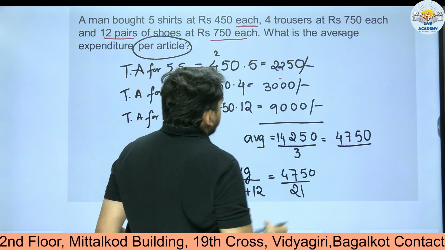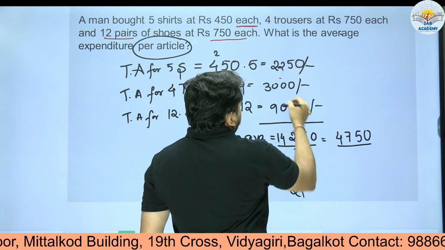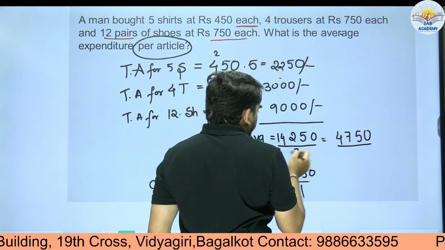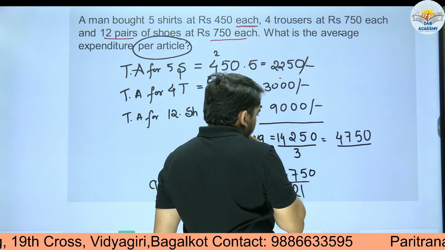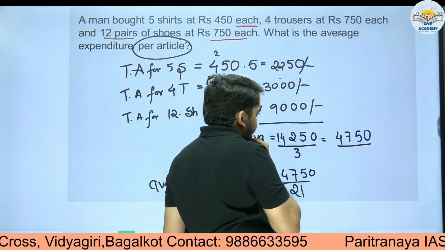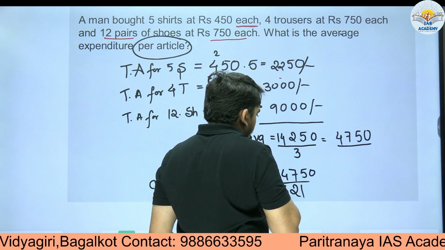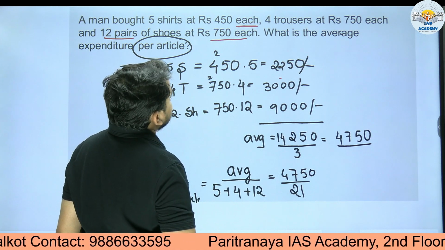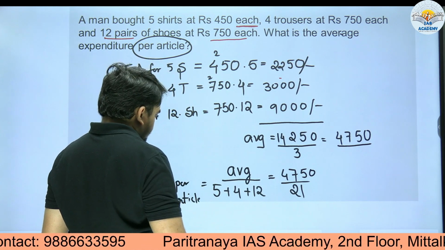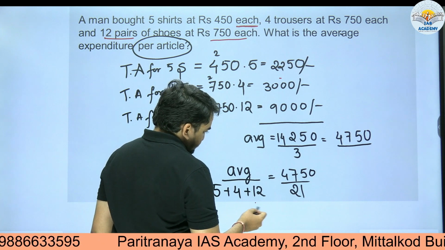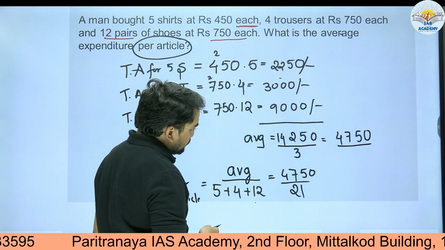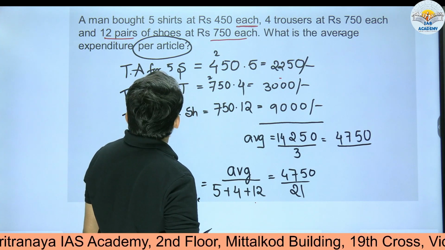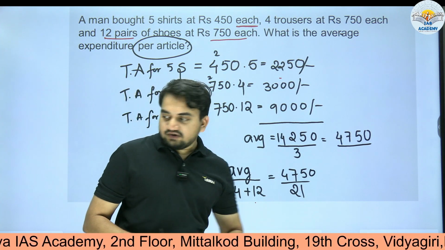And if I am adding all this, it is 14,250. Divided by 3, 3 4s are 12. So the sum is for the shirts, 4 trousers and 12 pairs, 21. So there might be some mistake. I'll check it. Wait a second.